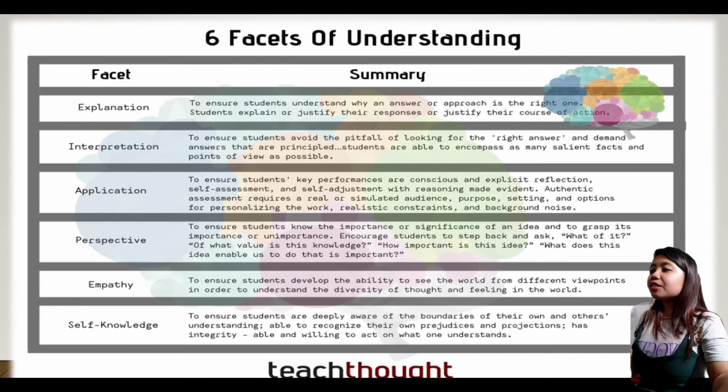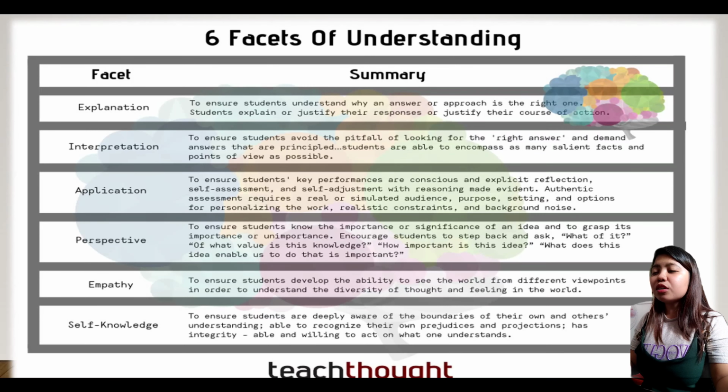Okay, the six facets of understanding. First, explanation, to ensure students can understand why an answer or approach is the right one. Interpretation means ensure students avoid the pitfall of looking for the right answer and demand answers that are principles students are able to encompass, as many salient facts and points of view as possible. Third, application means to ensure students' key performances involve conscious and explicit reflection, self-assessment, and self-adjustment, with reasoning made evident.